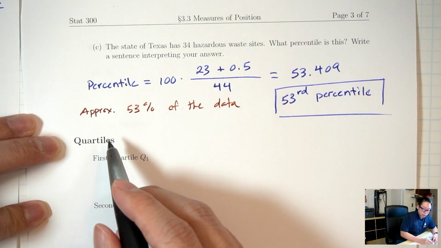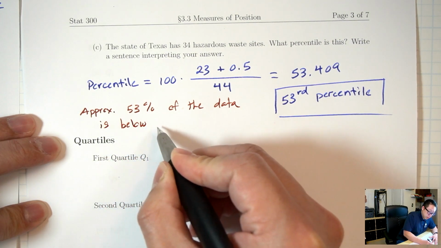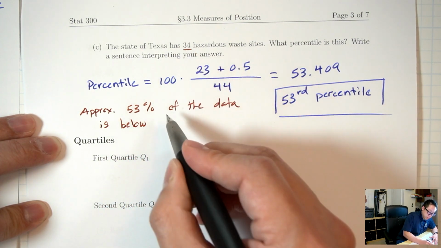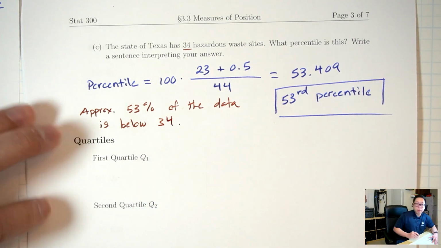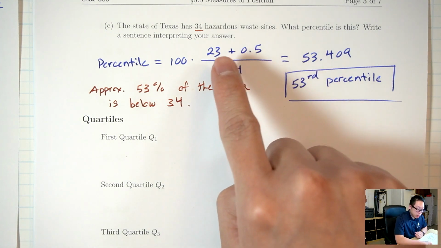Approximately 53% of the data is below the data value. The data value here is 34. And that's how you compute the percentile. Now, let me talk a little bit about the formula. So the percentile is what percent is below. Okay, so the 23 makes sense.